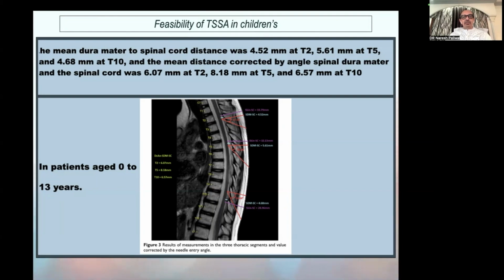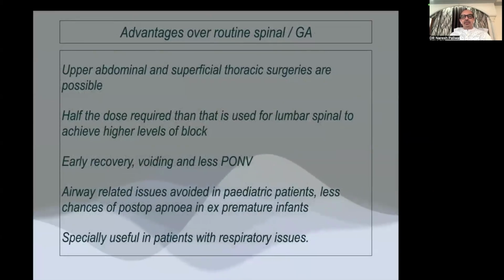It was 6.07 millimeter at T2, 8.18 millimeter at T5, and 6.57 at T10 levels. That justifies your giving segmental spinal in pediatric patients also. Some advantages over routine spinal or general anesthesia.